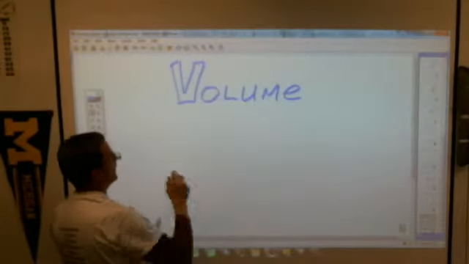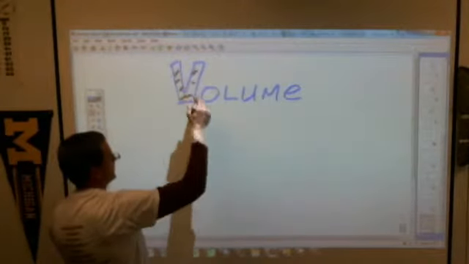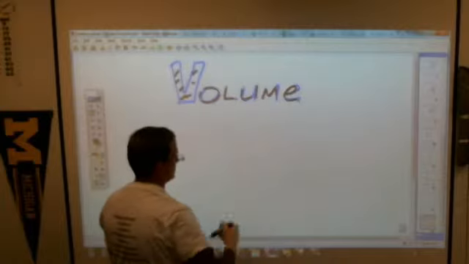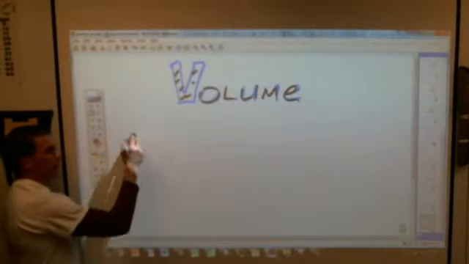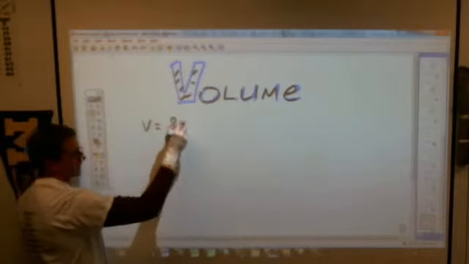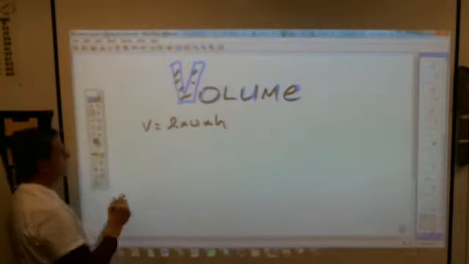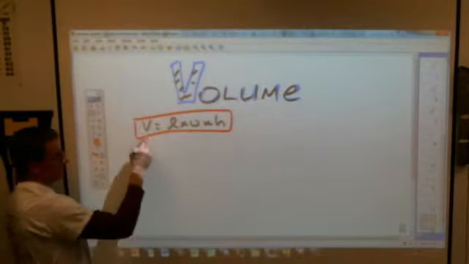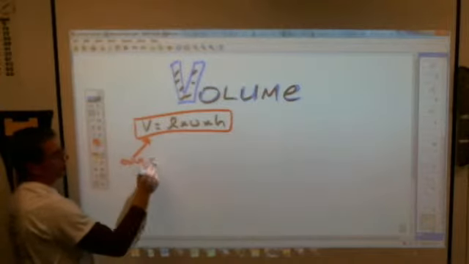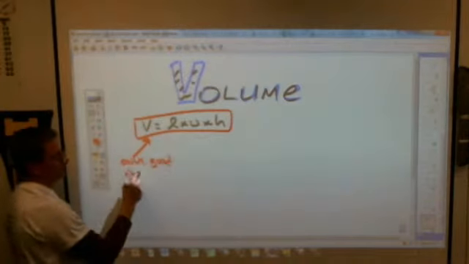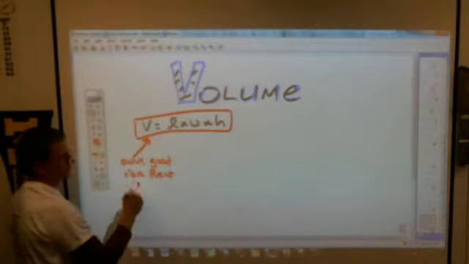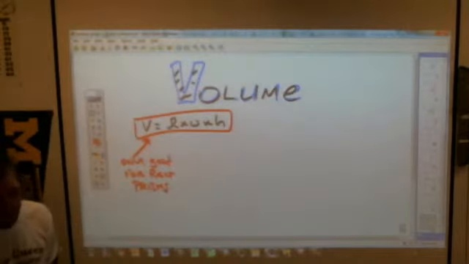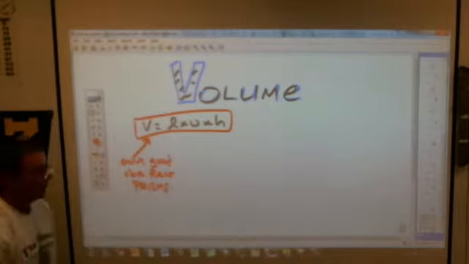Until this point, you've always thought of volume as being what? Anybody? Right. Now, you did volume equals length times width times height. But what you need to understand is that this formula is only good for rectangular prisms. It only works with rectangular prisms, or boxes, cubes, things like that.